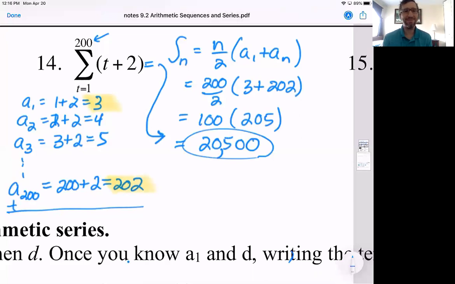So that's an approach. Rather than just simply adding all the numbers, which would take a long time, we can use this arithmetic series formula. Really helpful.